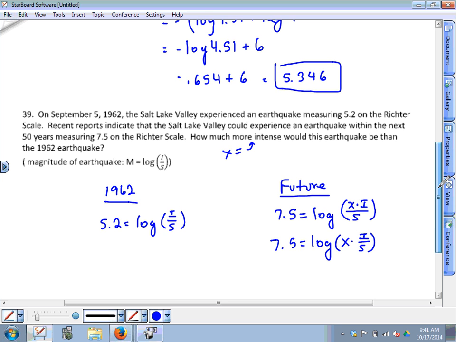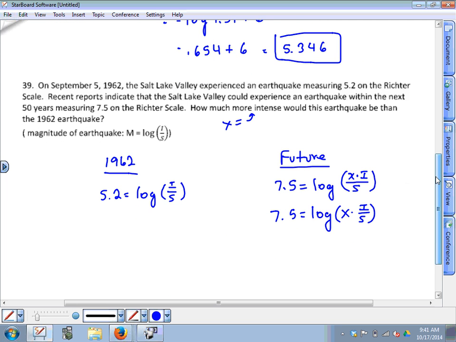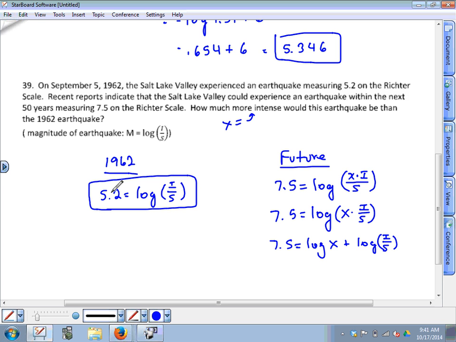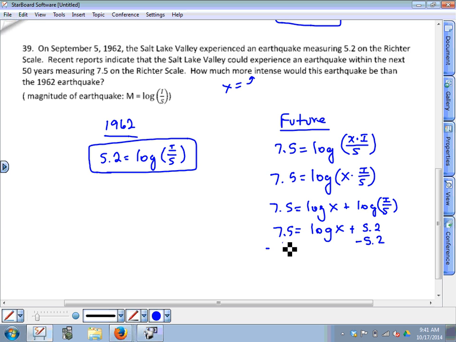And then I'm going to employ the same property as here when you're multiplying two things inside of a logarithm. You separate that into the sum of two logarithms. So 7.5 equals log of X plus log of I over S. But now we can make a substitution. Log of I over S equals 5.2. So this is really plus 5.2. And if you subtract 5.2 from both sides, you're going to get 2.3 equals log of X.